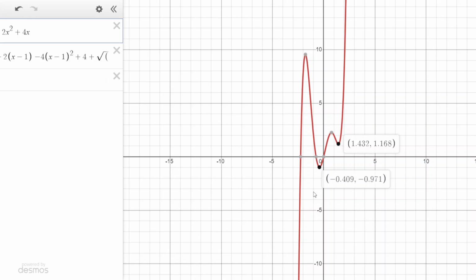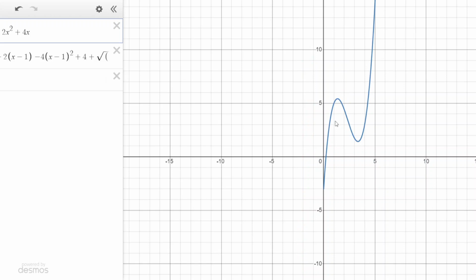Now, a second example of a function hopefully will highlight the difference here. If we take a look at this function, we see that we have one local maximum located here at 1.35 and 5.415. And there's a local minimum here at 3.343. Now, this graph also has an absolute minimum, which is located at the endpoint at 0, comma, negative 3.